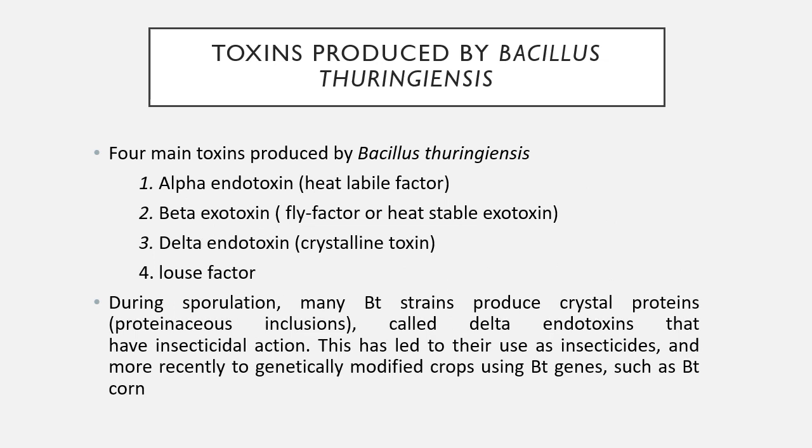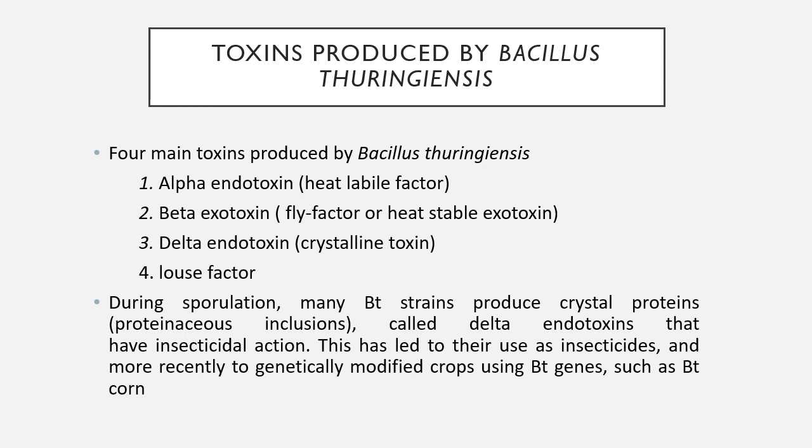What are the toxins produced by Bacillus thuringiensis? Here are the four main toxins produced by Bacillus thuringiensis. First one is alpha endotoxin, second one is beta exotoxin, third one is delta endotoxin, fourth one is loose factor. During the sporulation, many Bt strains produce the crystal proteins, which are the proteinaceous inclusions called delta endotoxins, which comes under category 3 mentioned above, that have the insecticidal action. This has led to the use of the insecticides and more recently to genetically modified crops.